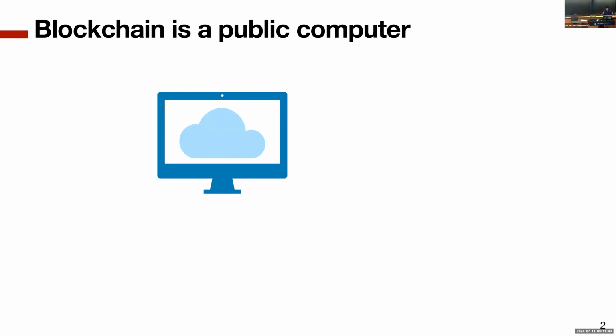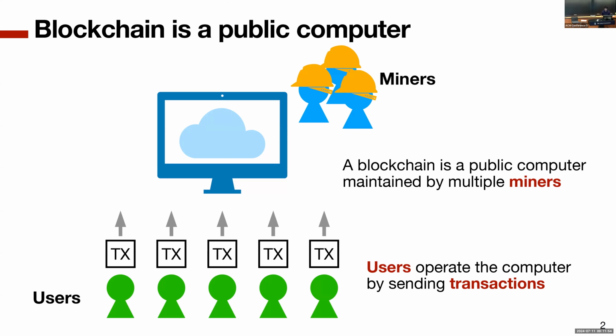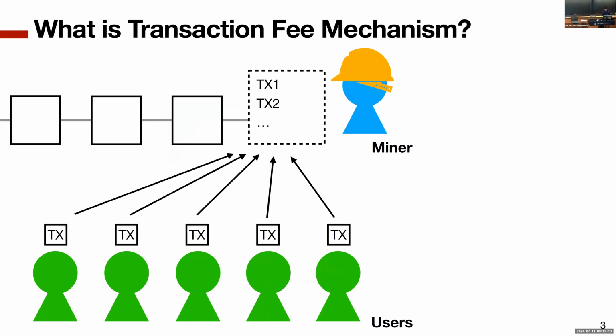First of all, let me introduce the players. In this talk, you can view the blockchain as a public computer, and we have two kinds of players. The first one is the user. Users want to use this computer by sending transactions. And the second kind of player is miners. On blockchains, we call it a public computer because it's maintained by a lot of distrustful miners all around the world. It's not owned by a single entity. So we have users who want to use the blockchain and miners who run the blockchain.